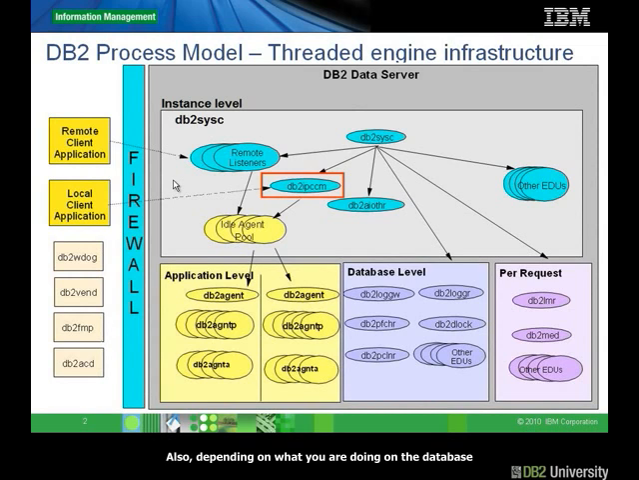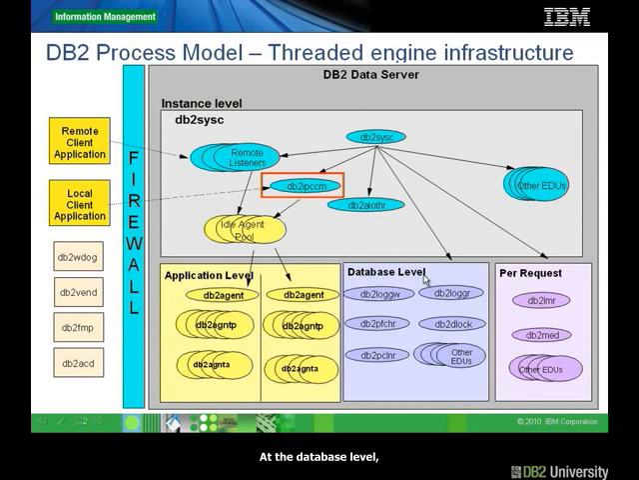Also, depending on what you are doing on the database, other threads may be spawned. For example, at the application level, there is a DB2 agent, which is a coordinator agent for other workers. And that agent may spawn other agents known as sub-agents. And this could happen if, for example, you enable intraparallelism by turning on the parameter intraparallel in the DBM CFG. These would spawn other agents to divide the work.